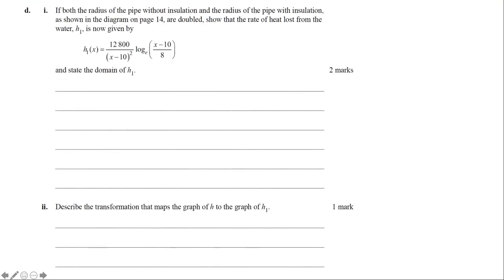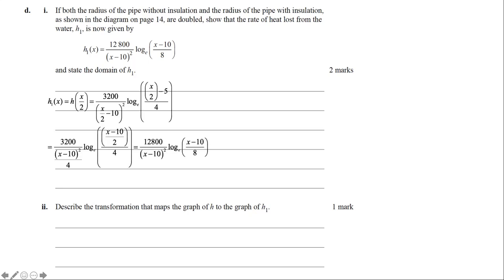Part D. If both the radius of the pipe without insulation and the radius of the pipe with insulation, as shown in the diagram on page 14, are doubled, here, the length of the insulation is doubled. We want to find a new function for the rate of heat lost from the water. And notice that they used h1 instead of h. That means h1 is a different function, but it's obtained by certain transformation onto the graph of h. We also want to state the domain of h1.